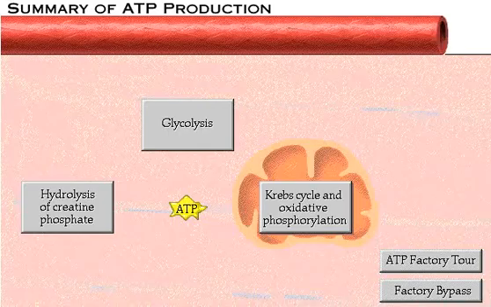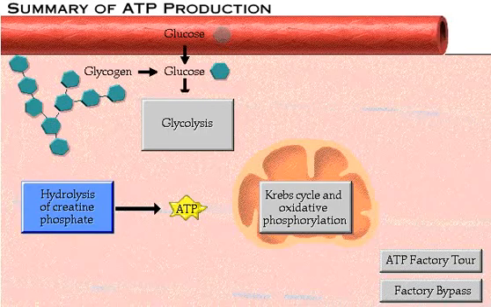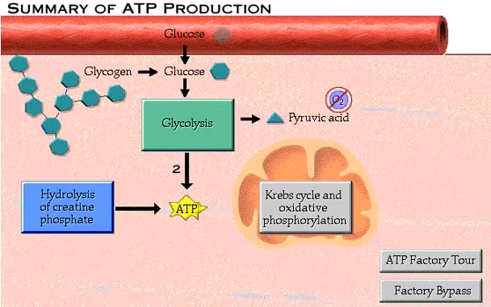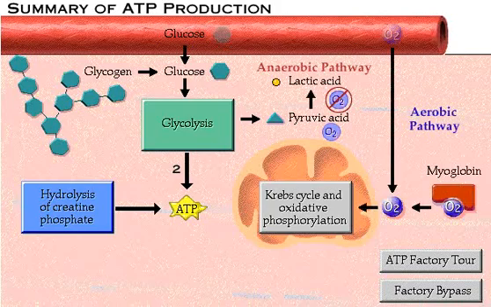The immediate source of energy for synthesizing ATP comes from creatine phosphate. The second source of energy for ATP synthesis comes from glycogen and glucose during the process called glycolysis. The end products of glycolysis are 2 ATP molecules and pyruvic acid. If oxygen is not available, pyruvic acid is converted to lactic acid in the anaerobic pathway.